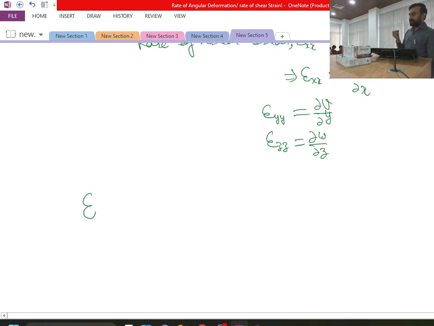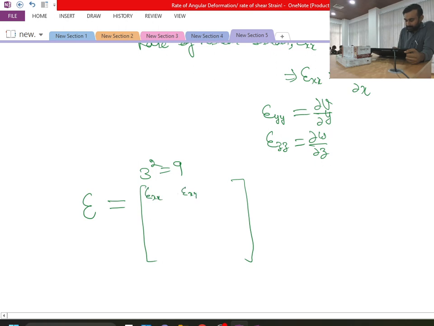Now if I have to write the total strain tensor, how many components will it have? We have three principal directions for a Cartesian coordinate system: x, y, z. This is a second order tensor, so the number of elements will be 3 squared, which is equal to 9. So I will find the total: epsilon xx, epsilon yx, zx, then xy, yy, zy, xz, yz and zz. So this is my strain rate tensor.